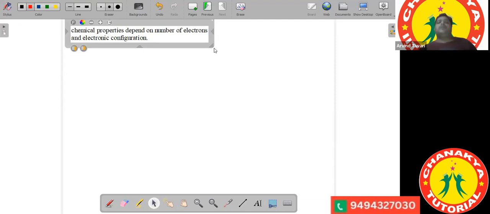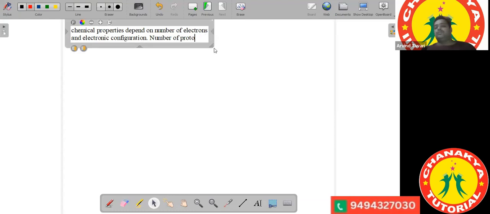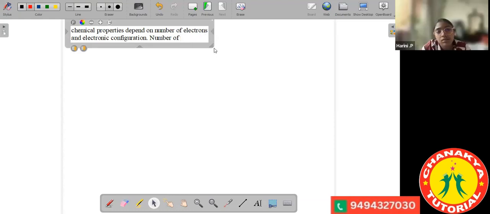So the chemical properties of any atom depend on the number of electrons and their electronic configuration. Also, the number of electrons depends on the number of protons, right? Do you agree with this? That the number of electrons depends on the number of protons. Yes, sir.